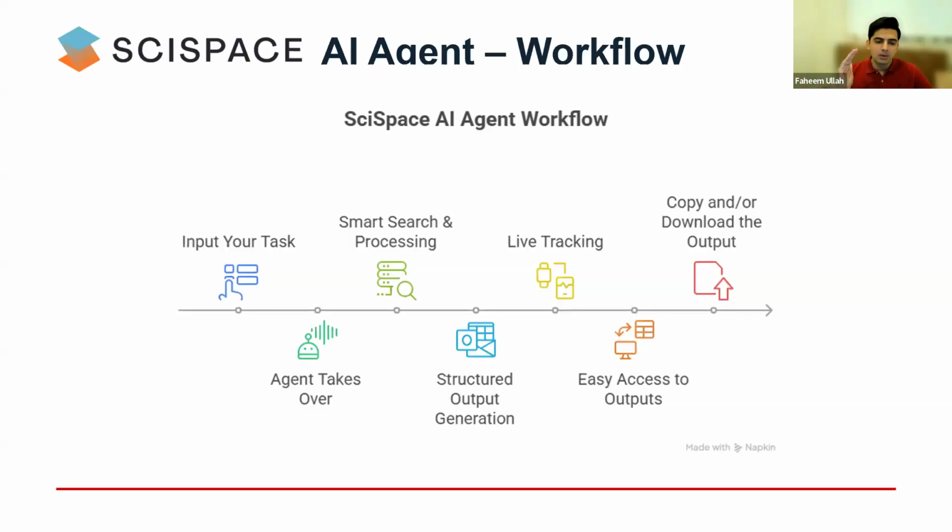Then you get an output. After the prompt, you don't have to do anything. You just need to wait for the output. But in the middle, there are certain steps, like the agent taking over, smart search and processing, structured output generation, tracking, and easy access to outputs. You don't have to do anything for these, but this is what you can see on your screen when the task is being done by the AI agent. The reason it shows you all these steps is to make the process more transparent, so that you can see how SciSpace has produced this output against a particular input.